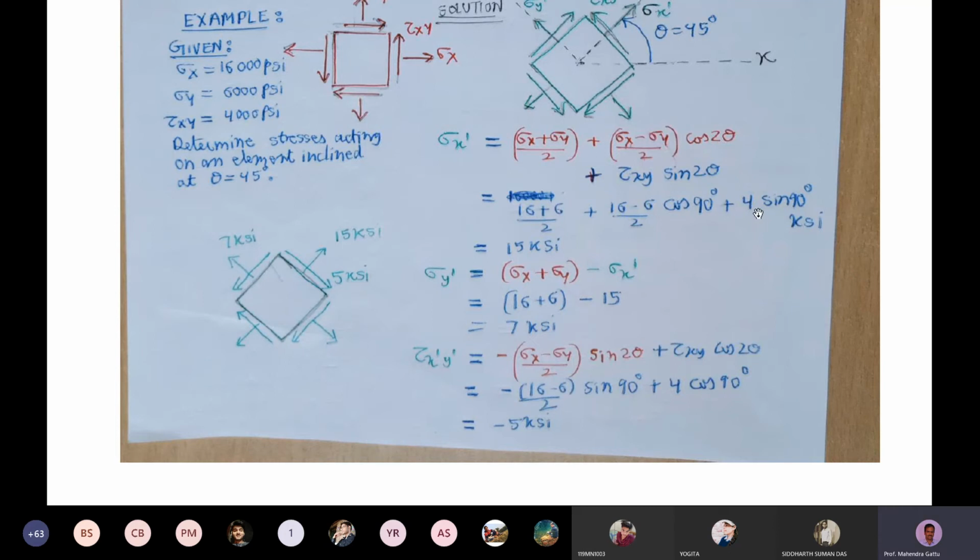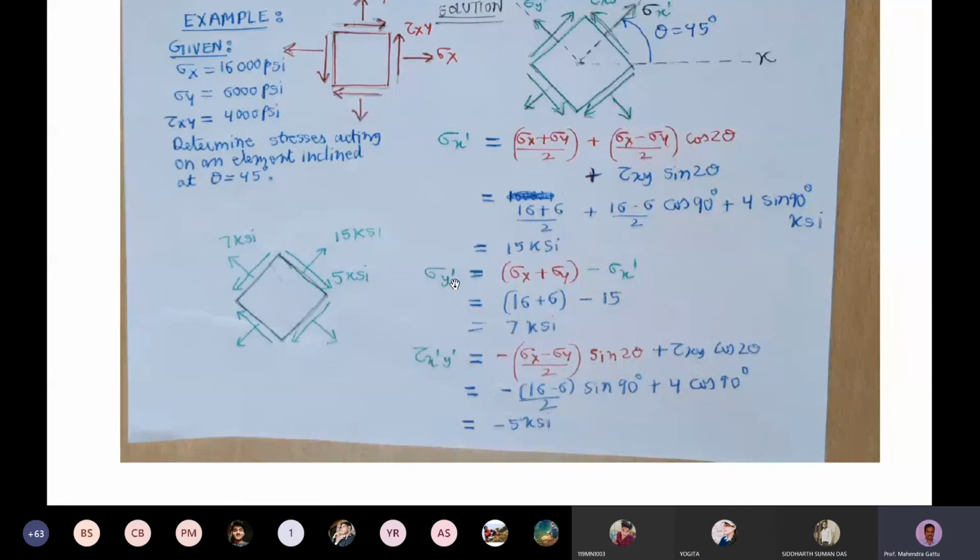This term will be 10, and I'm sorry, (16 plus 6) by 2 is 11. 11 plus 4 is 15. Now, to find sigma y prime, we can put a minus sign here, so it will be 11 minus 4, which is 7. This will be minus and this will be minus. So (16 plus 6) by 2 is 11, and 11 minus 4 is 7.